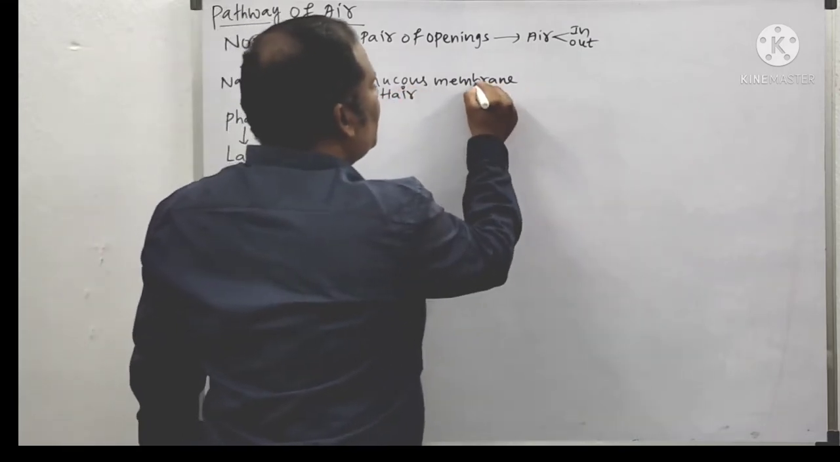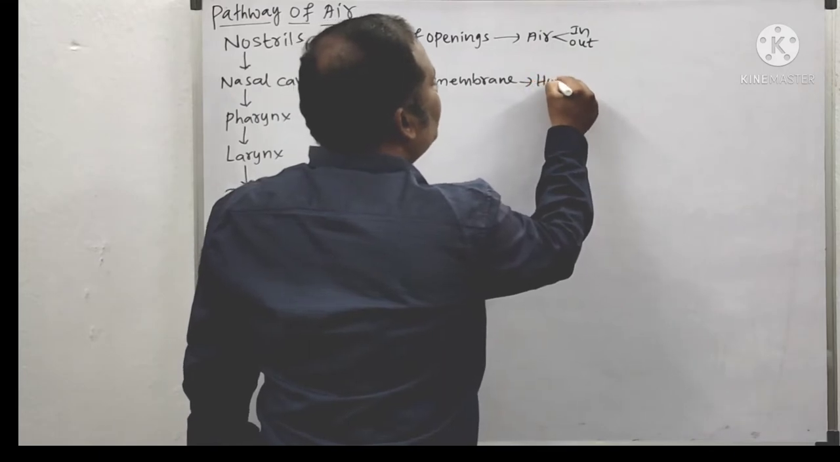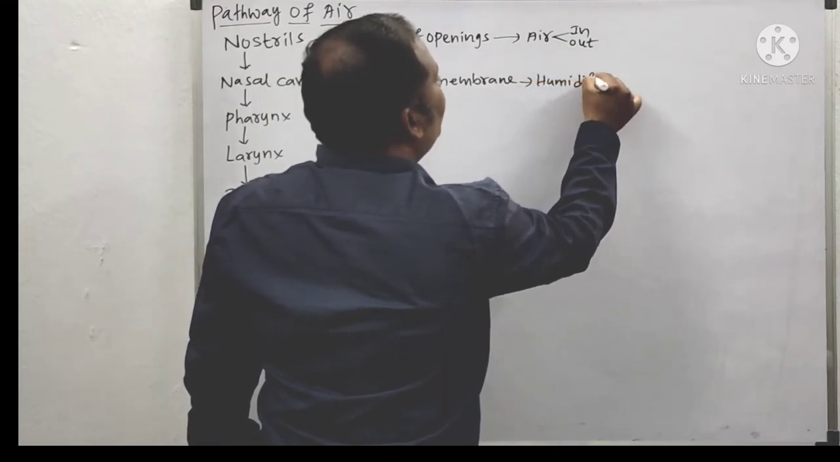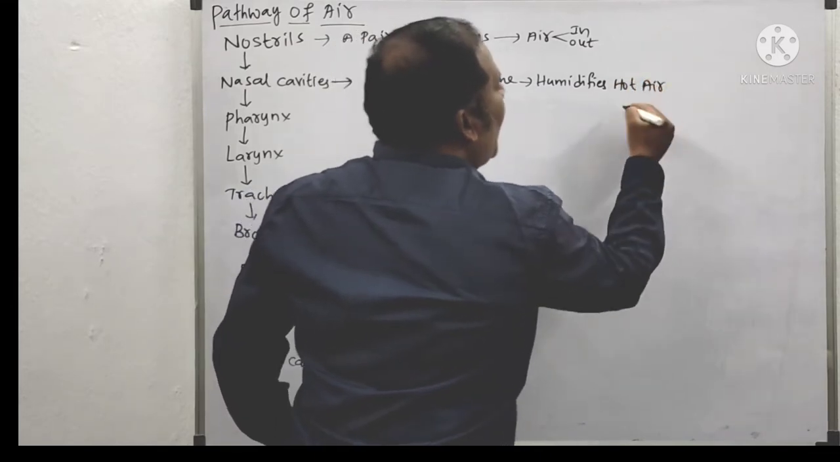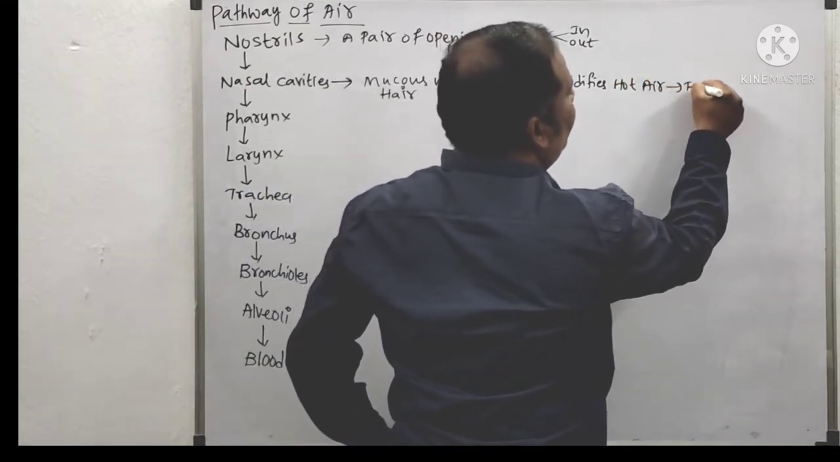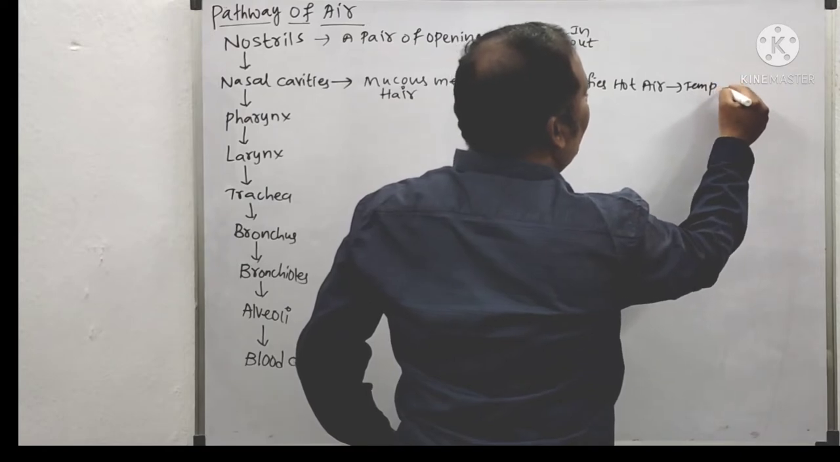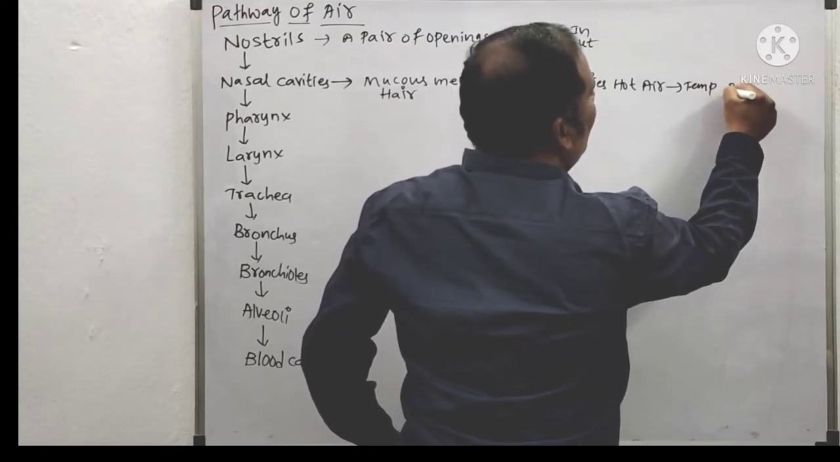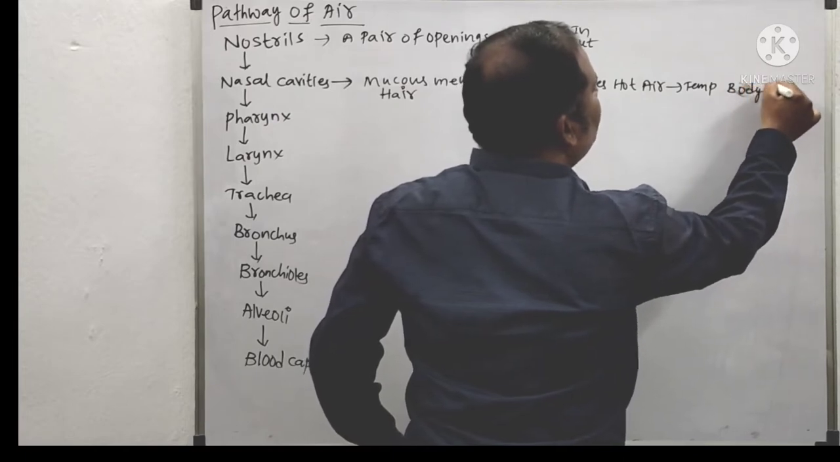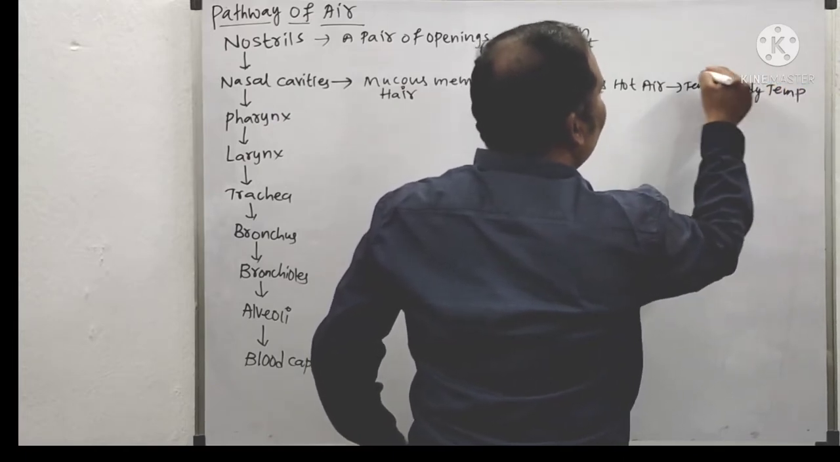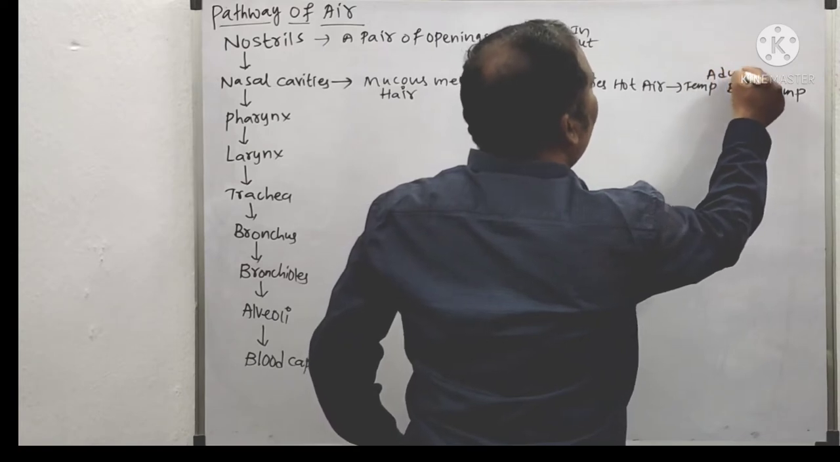What is the duty of this mucous membrane? The duty of the mucous membrane is to humidify. It humidifies the hot air coming from outside and adjusts the temperature of the air to our body temperature. Adjusts to what now? Our body temperature. So that is the main duty of this.